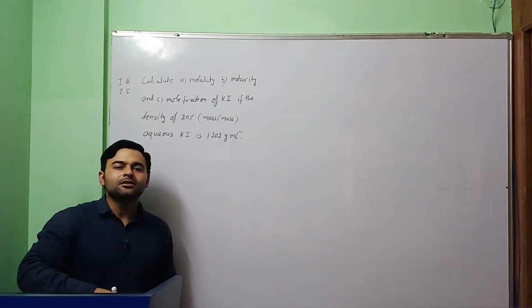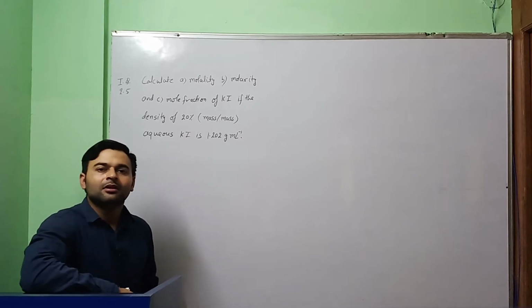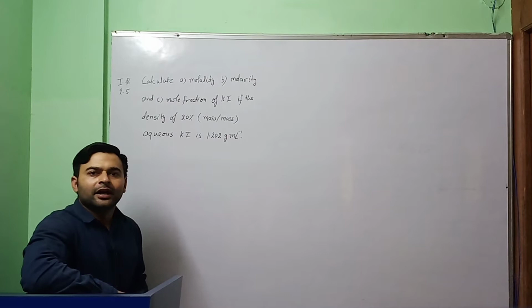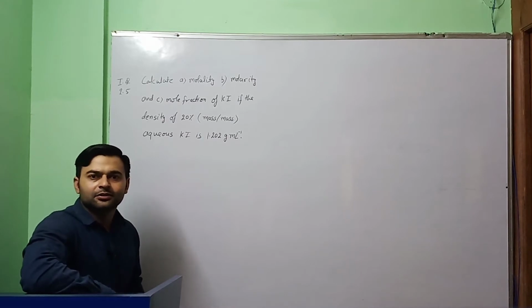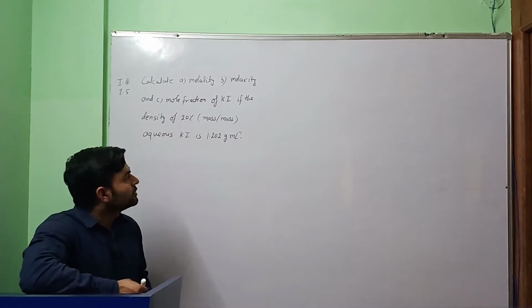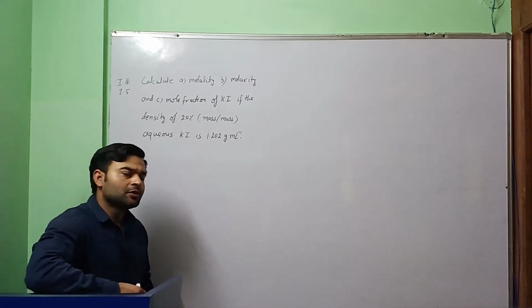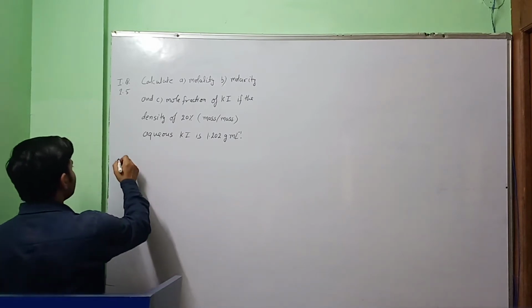So in this question we are given the mass by mass percentage of KI solution and the density of KI solution, and we have to find the molality, molarity and mole fraction. So in such cases, first we assume the mass of solution. So let's start solving it.